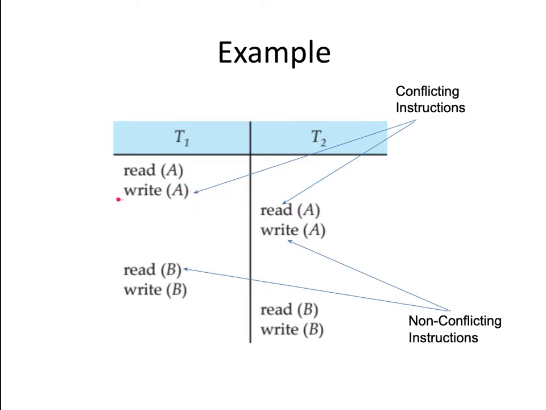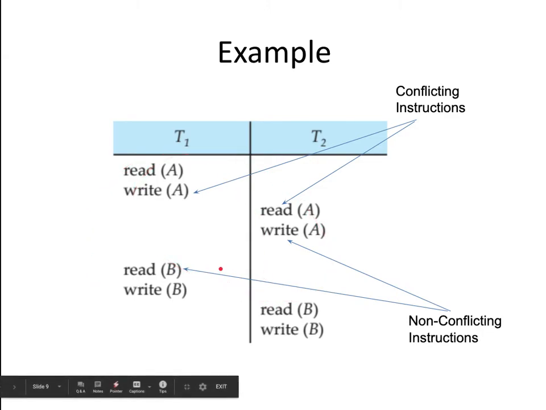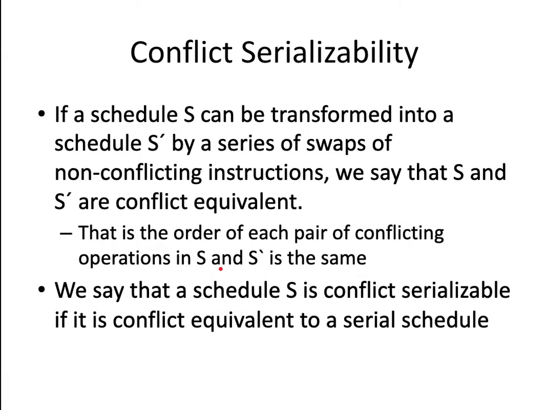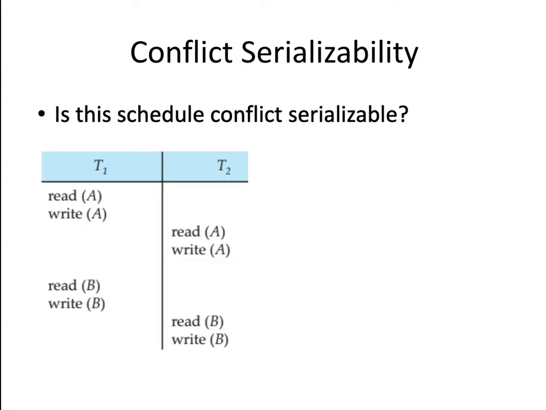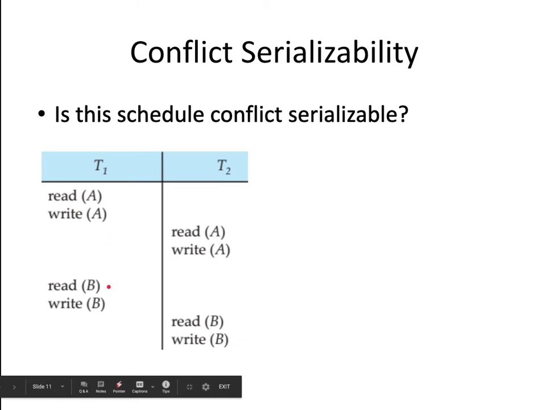That means you cannot swap the execution sequence of conflicting instructions. For example, over here T1 is writing and T2 is reading, so it has to be done this way only: after writing by transaction T1, T2 should read the value of A. You cannot change the sequence of conflicting instructions, but you can change the sequence of non-conflicting instructions. It will not affect the actual execution that was happening. Such schedules, when one schedule is completely converted to another schedule which is a serial schedule, are known as conflict serializable.